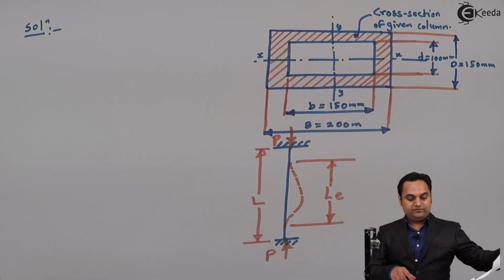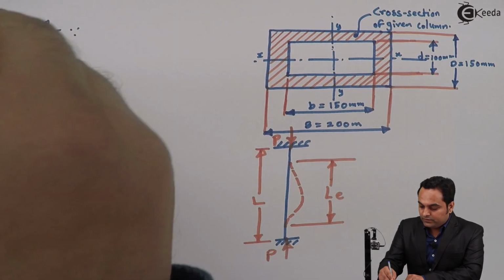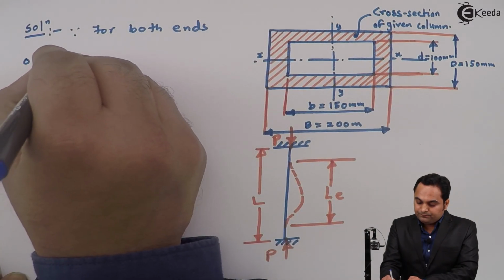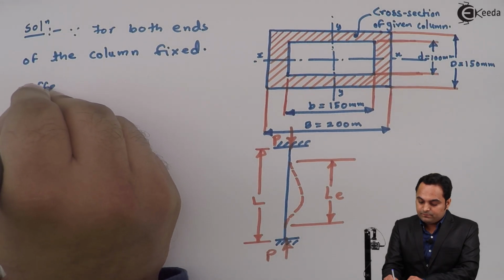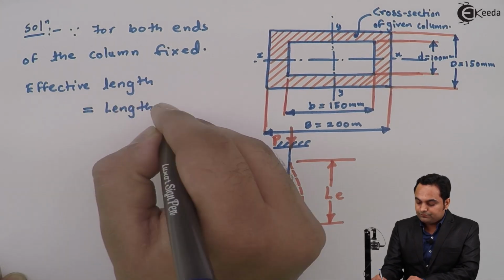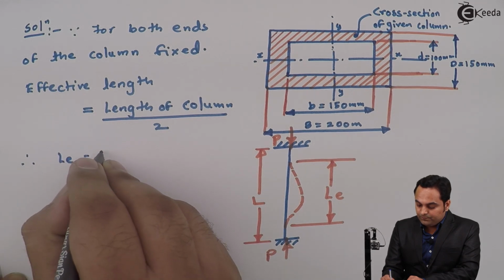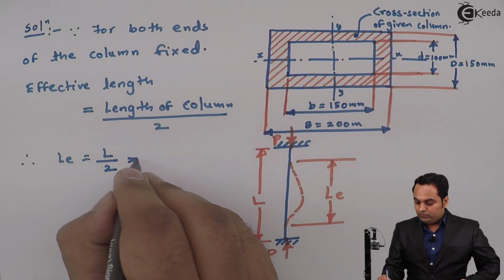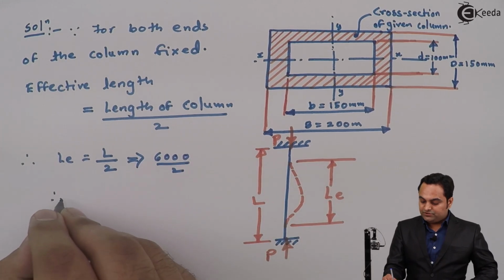So now in this problem, the first thing which I'll do is I'll write down, since for both ends of the column fixed, we have effective length is equal to length of the column divided by 2. So therefore effective length is equal to L by 2. That is, we are taking the length which is actually bending as half of the length of the column. Now the length of the column is given in the problem as 6000 mm. So the effective length becomes 3000 mm.